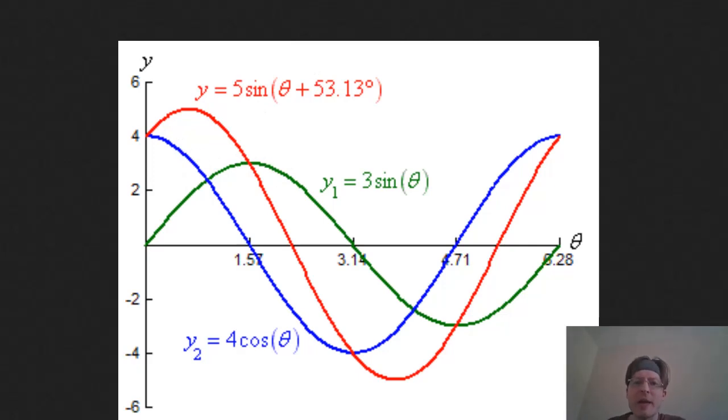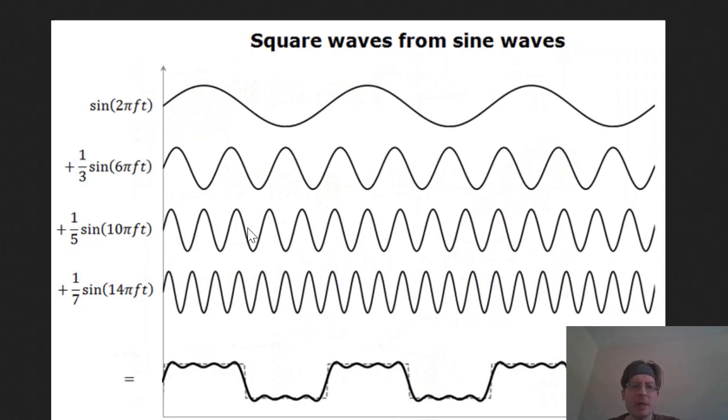I want to make it clear that I'm adding waves of identical frequency. Adding waves of different frequency can produce waves of all kinds of different shapes. You can make square waves by adding sine waves together. That's not what we're talking about here. In this chapter, we're adding waves of identical frequency onto each other and looking at the result.